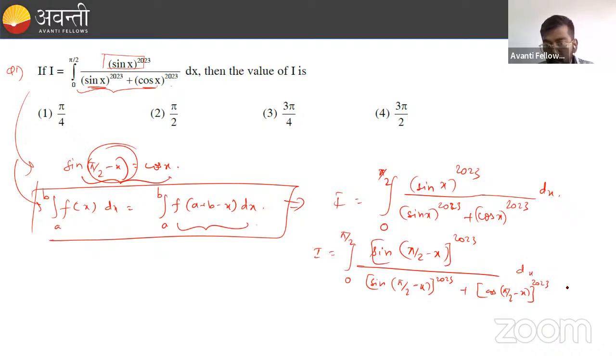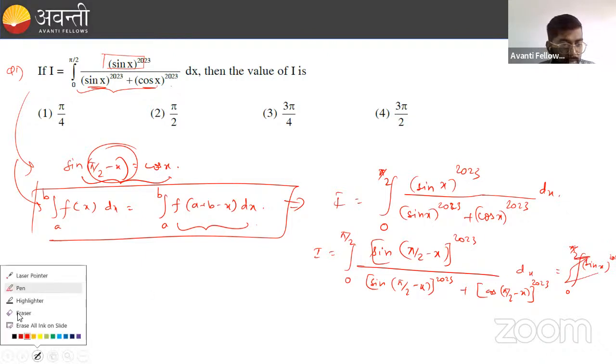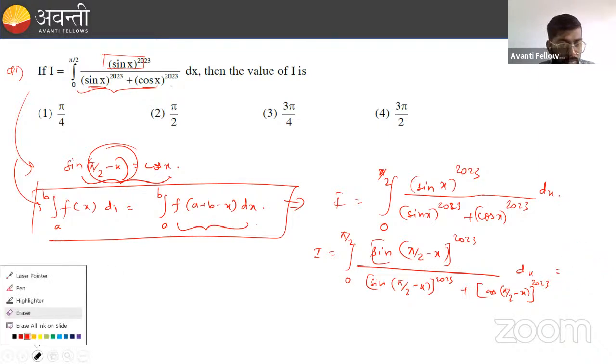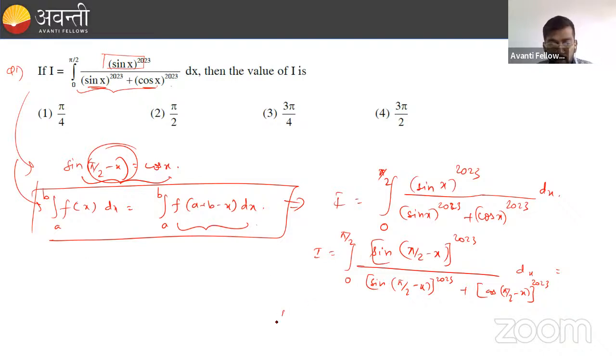So here we can see that this again becomes integration 0 to pi by 2, again similar to the given question. This becomes sin x to the power 2023 upon sin x to the power 2023 plus cos x to the power 2023 dx. Now sin of pi by 2 minus x changes to cos x. Here it changes to cos x, and here it changes to sin x.